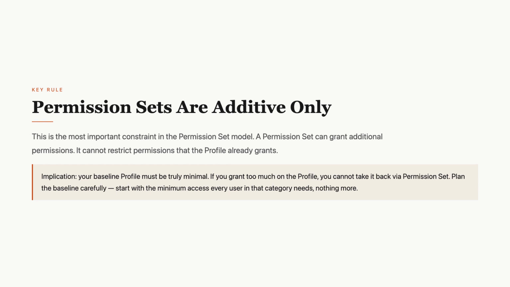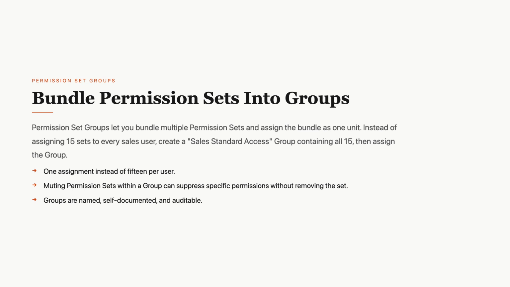What goes on the profile in the modern model: the absolute minimum access needed by that category of user. Usually this means basic read access to standard objects, standard app access, no object-specific special permissions. What goes on permission sets: anything that varies across users. Access to a specific custom object, edit permissions on a particular standard object, API-enabled for integration users, specific system permissions.